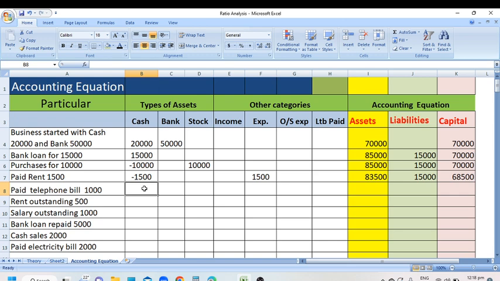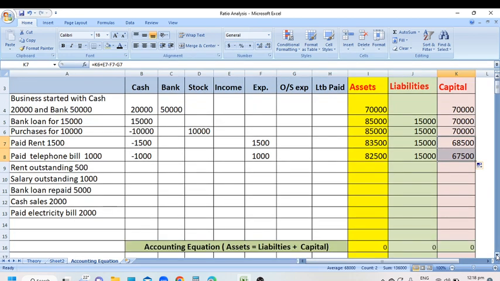Paid telephone bill 1,000, right? The same treatment: cash will be deducted and the expense you put on the expenses side too. So 1,000 will be deducted, 82,500. Liability is not affected in any way, right? And this will be affected too. So 67,500. If you total all these, it will become how much? 82,500, right?